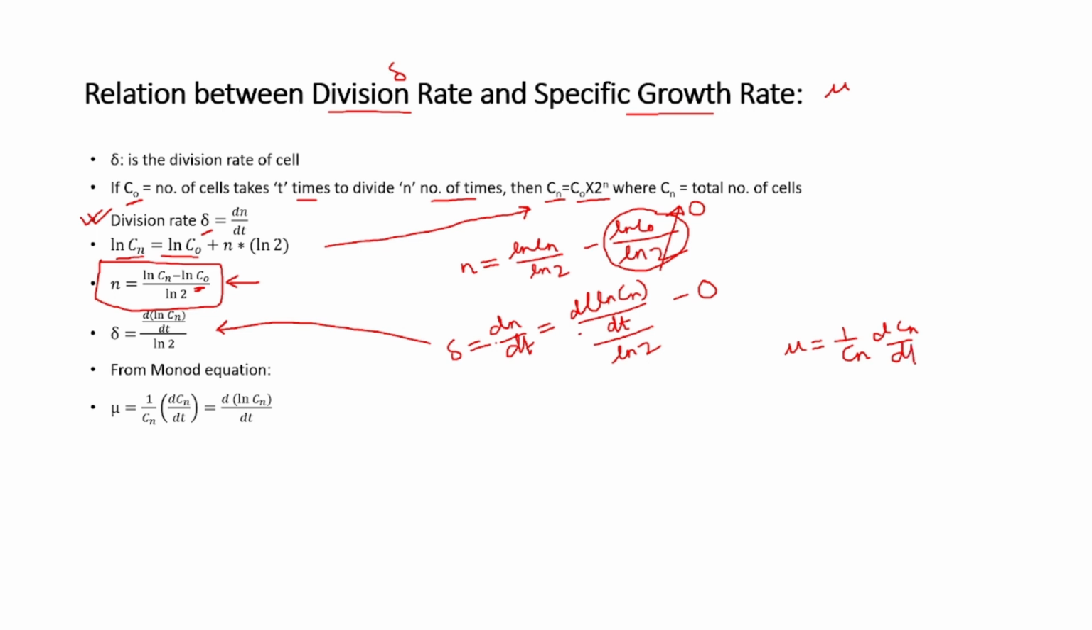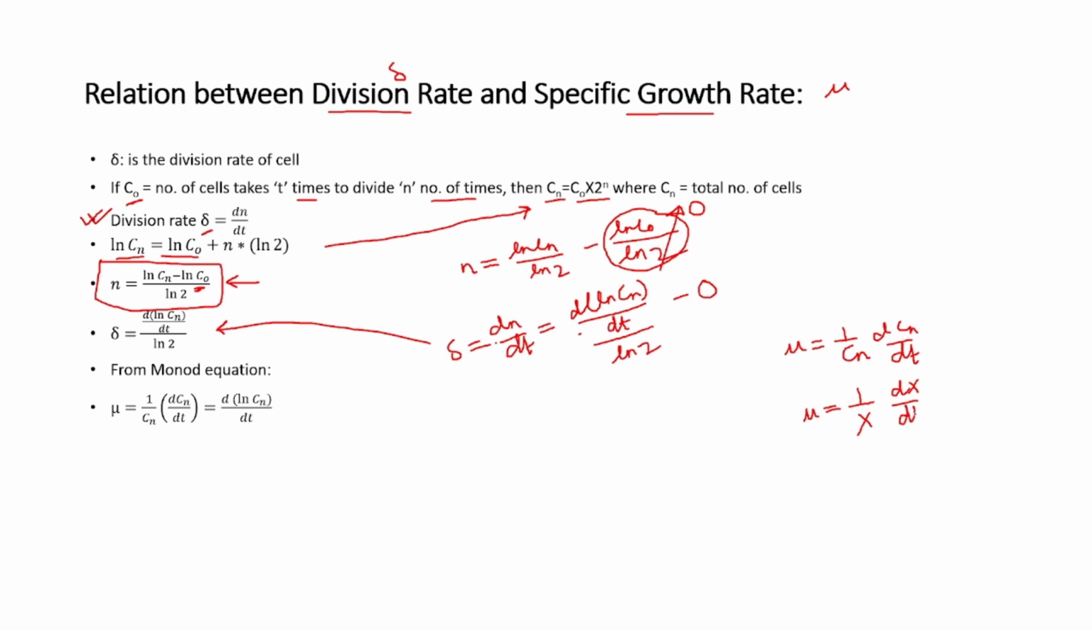Okay, sometimes people also write the Monod equation as mu, the specific growth rate, equals 1 by x dx/dt, same thing. Some denote it as Cn, some denote it as x. X is the biomass of the cells. So both are the same thing.